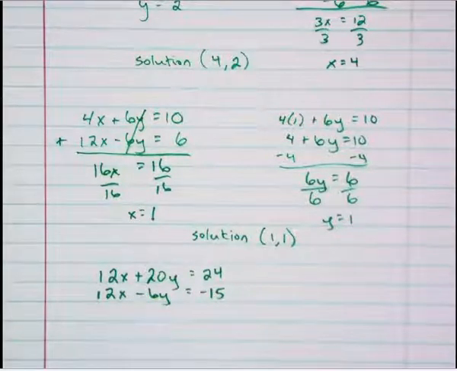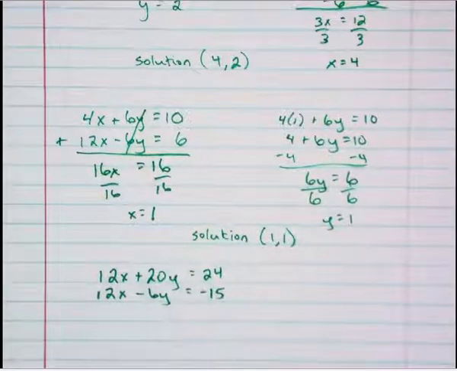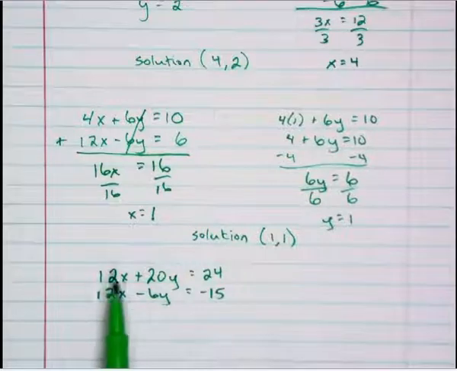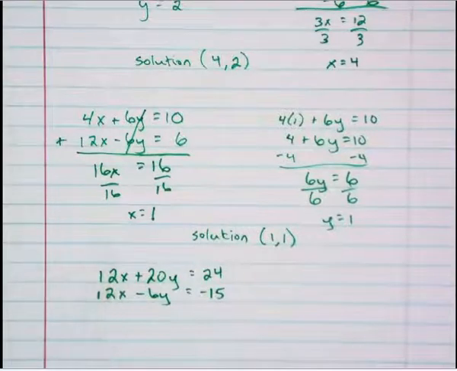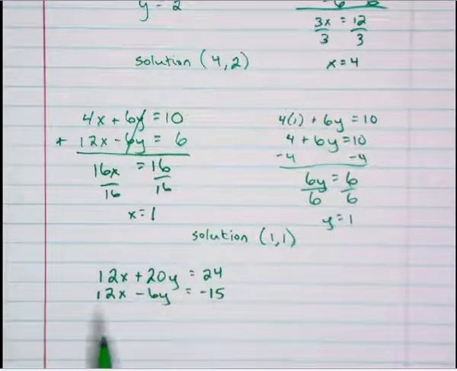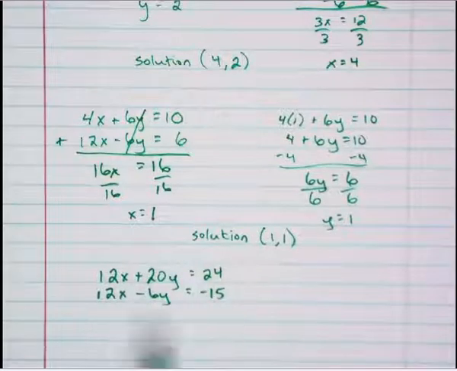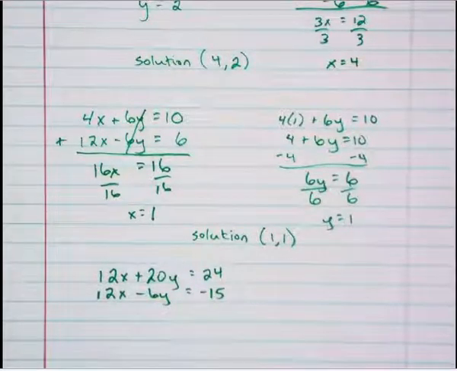I see everything lined up, my x's, my y's, my equal signs, my numbers. I see a 12x here and a 12x there, but they are not opposites. They're both positive. If I were to add everything together right now, this would give me 24x and 14y and 9, but that doesn't help.